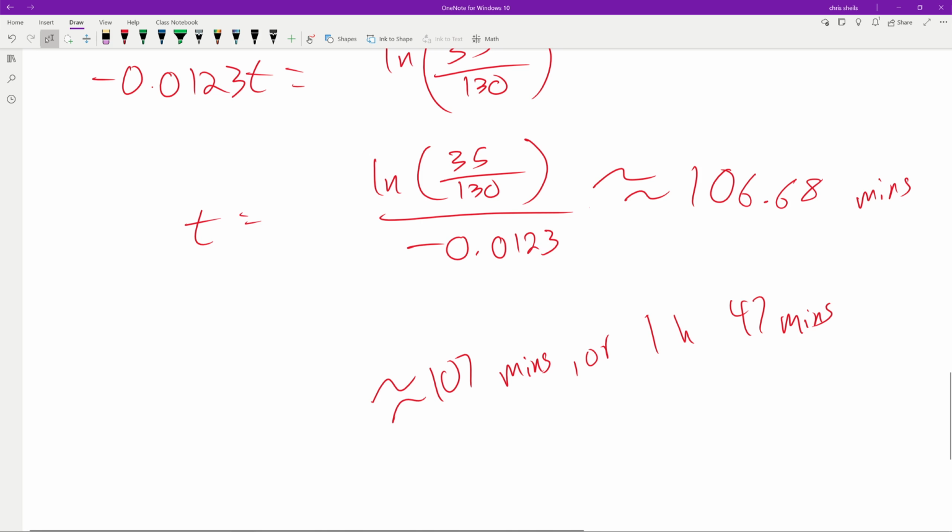Realistically, you should probably just let it come to room temperature and then throw it in the fridge overnight. It's easier that way. Don't worry about having to do all this math, not for a cheesecake. All right, that's it for doubling time and Newton's law of cooling.